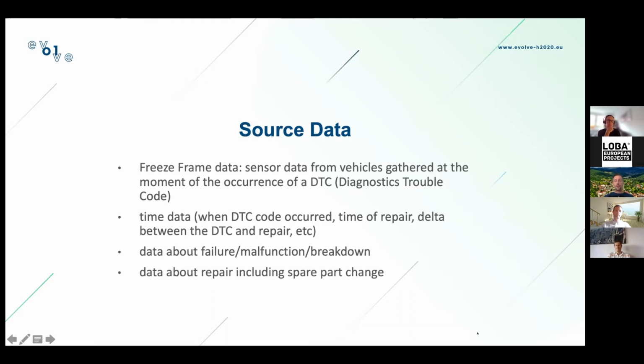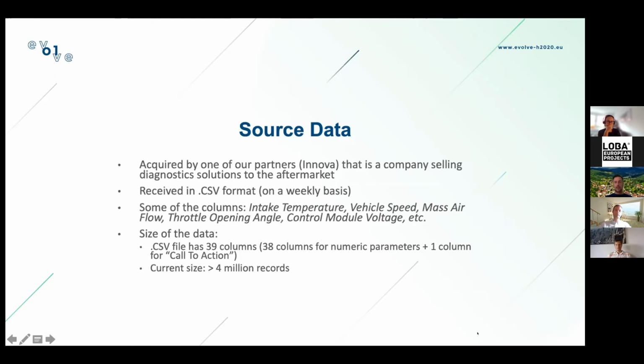Besides that data, we also have some additional data, which is a timestamp of when it happened, what the type of the engine was, what the type of the car was, and then the data about failure, malfunction or breakdown, and what was done on a specific DTC. For instance, if a specific part was changed and how much the cost of that part or parts was. So the data, as Sergio said, can be acquired on the aftermarket.